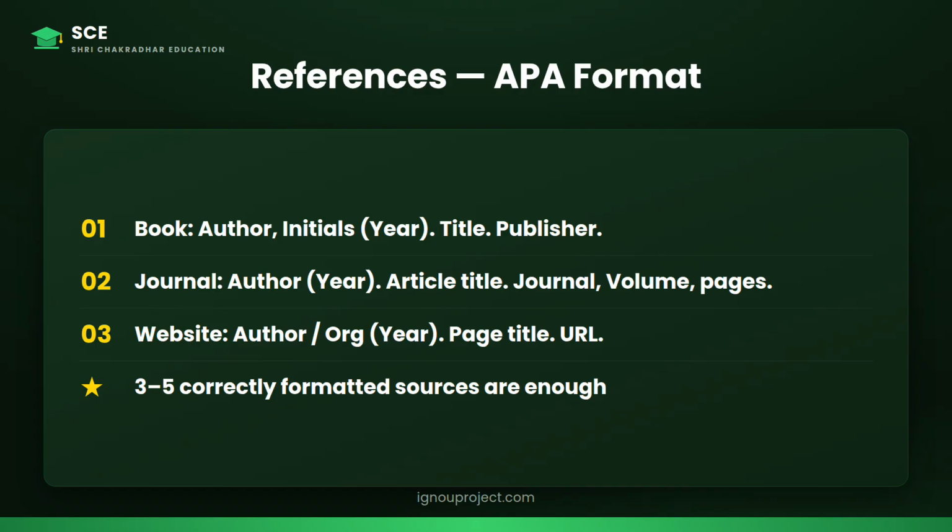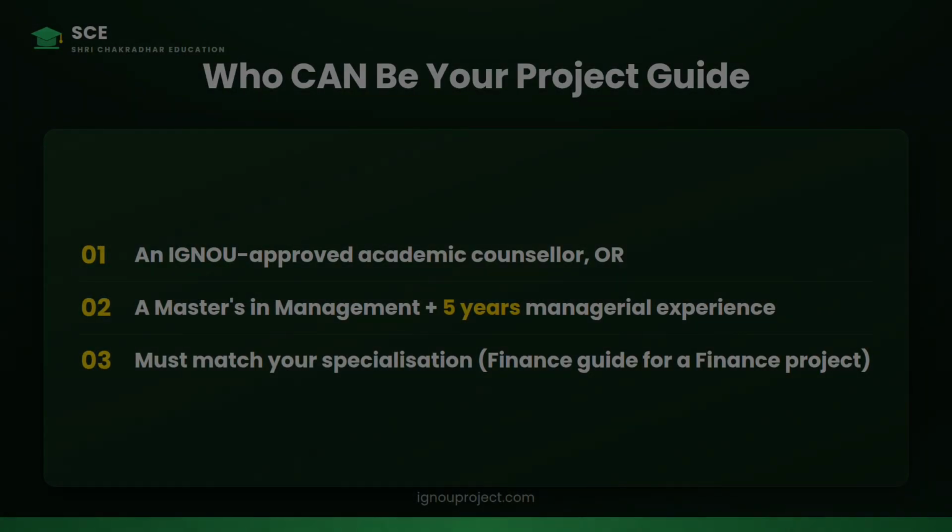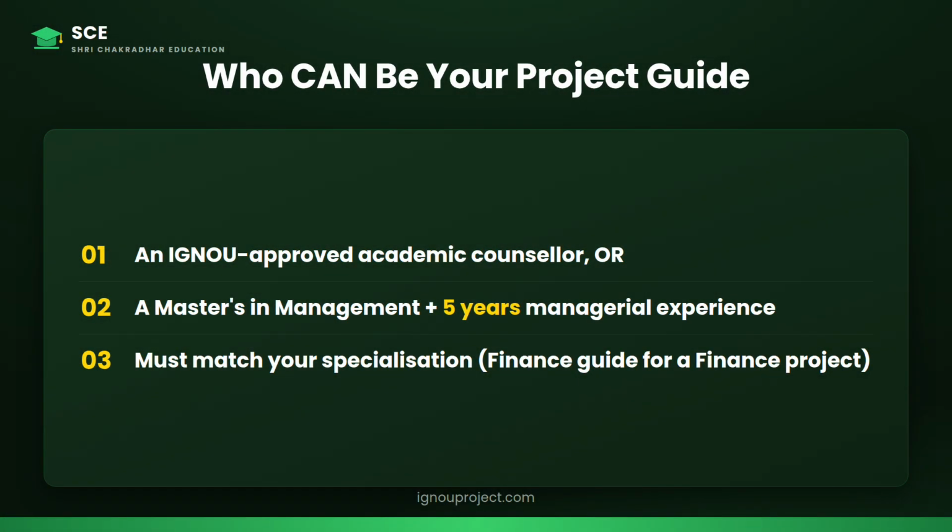You do not need many references in a synopsis. 3 to 5 good, correctly formatted sources are enough to show you have done your background work. Now, a crucial requirement for approval: the project guide, also called the supervisor. Your synopsis cannot be approved without an eligible guide, and the guide signature and bio data must go with it. So let's understand who qualifies.